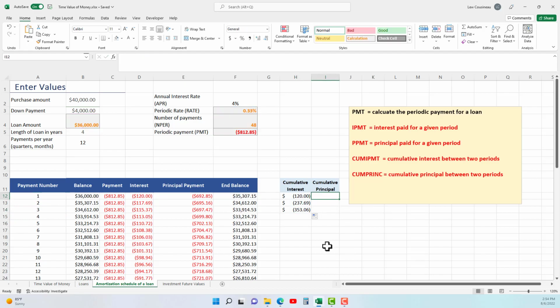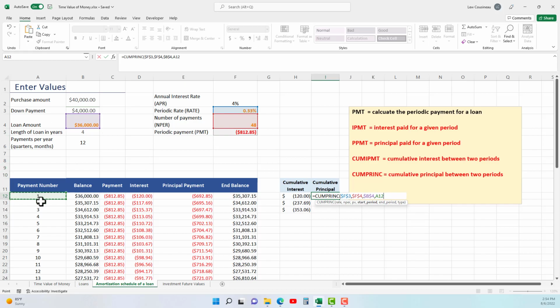Cum principal is exactly the same thing. I will just go ahead and type it equal cum print right here. Same thing. What's our loan? Don't forget to absolute the parameters of the loan, the period, and the present value. Finally, what's our start period? It's going to be A12, but we're going to absolute the start period. And what is our end period? A12 again. I see I got a mistake there.